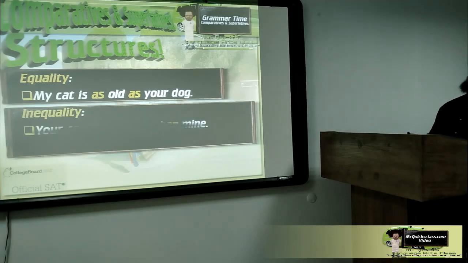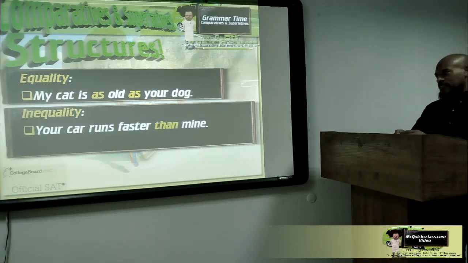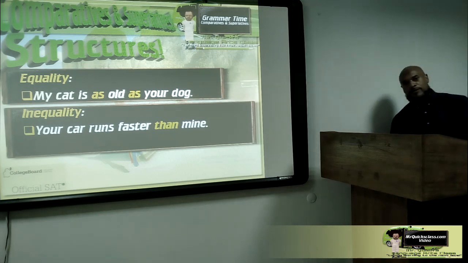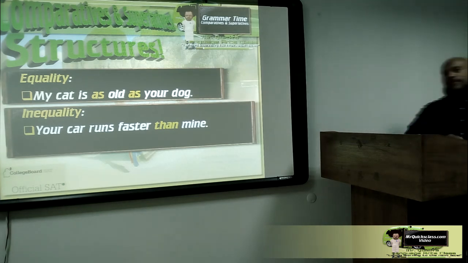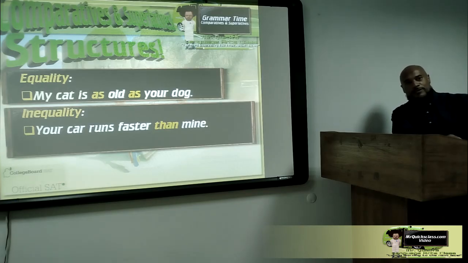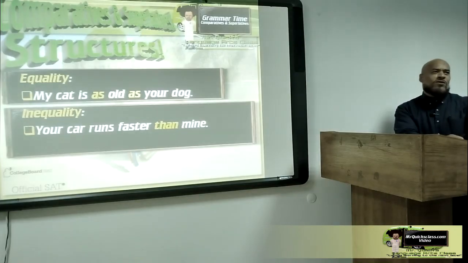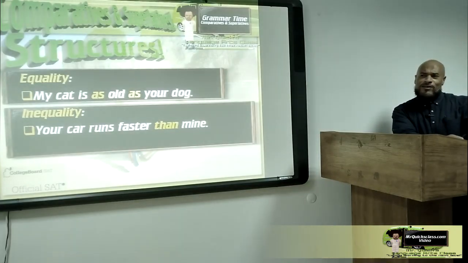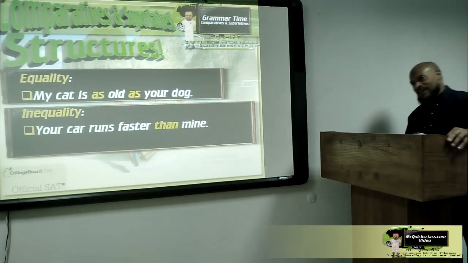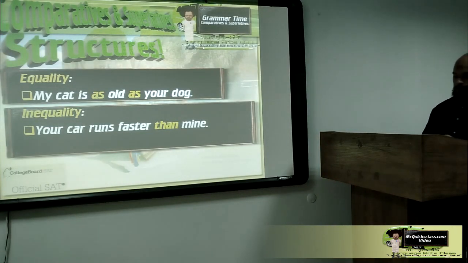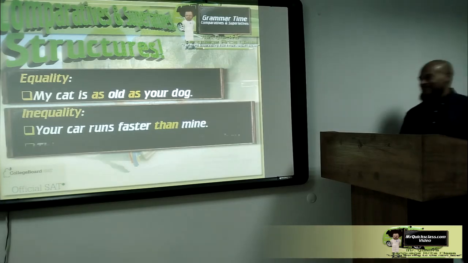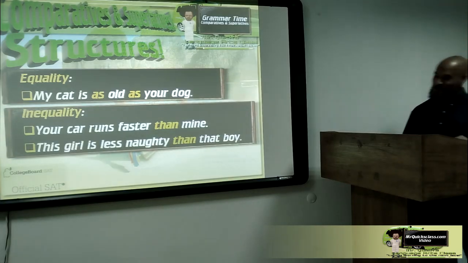Inequality. Yes. Your car runs faster than mine. Hopefully you didn't determine that by doing some drag racing, very dangerous stunts. Yes. Are you at the age where you can drive your parents' car? Not yet. I was going to ask who likes to race their parents' cars. Okay, you might want to stop.